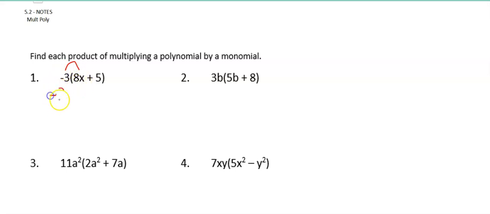Negative 3 times 8 is negative 24x. Negative 3 times 5 is negative 15. So notice what I'm doing. Draw the arrow, do the math. Draw the arrow, do the math.